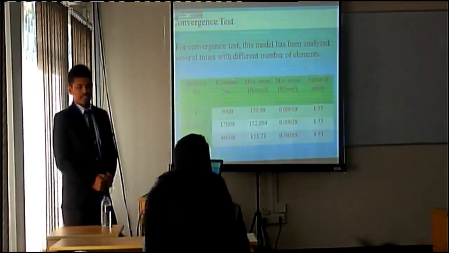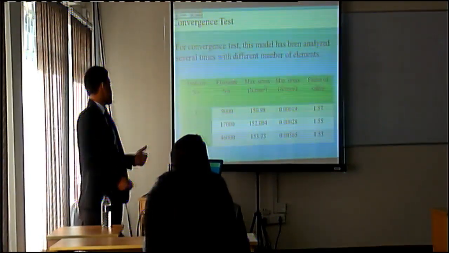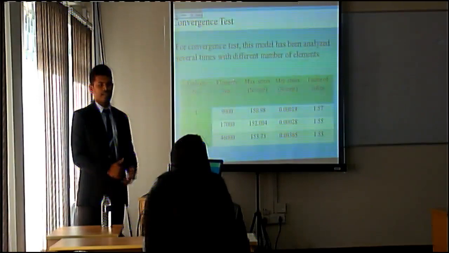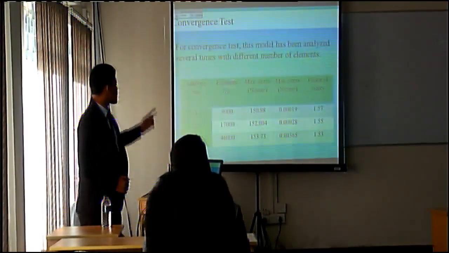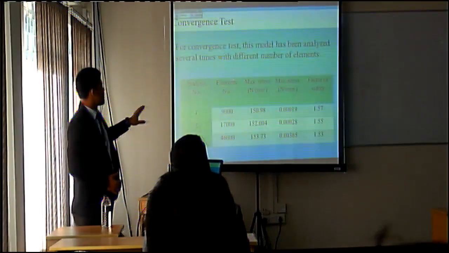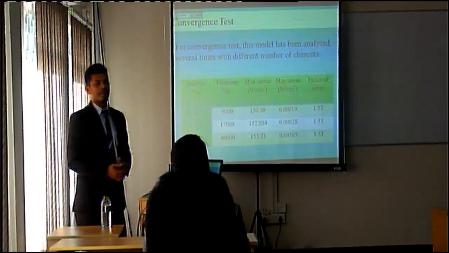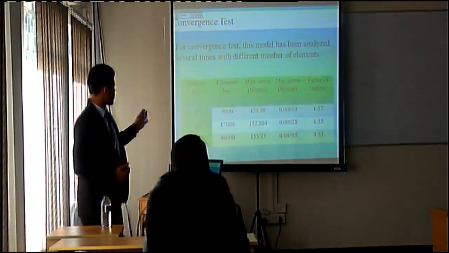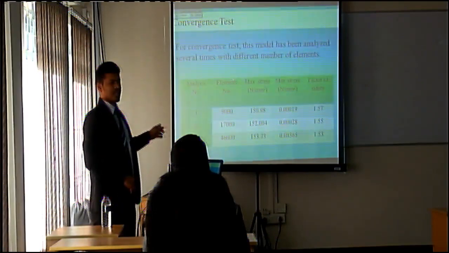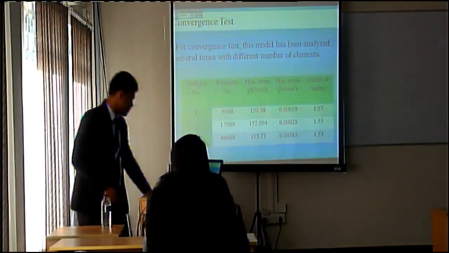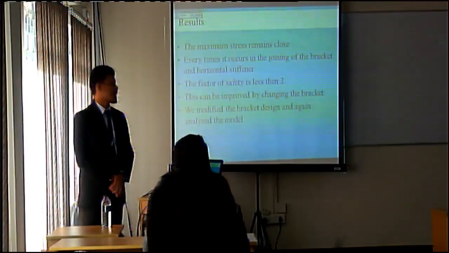For the convergence test, we have analyzed this model several times. We have shown here 3 results, varying and increasing the number of elements. But all the time, we have noticed that the maximum stress occurred at the joining of the horizontal stiffener and bracket, and it's almost the same, around 150. And the factor of safety is around 1.5. So these are the results of our first analysis.